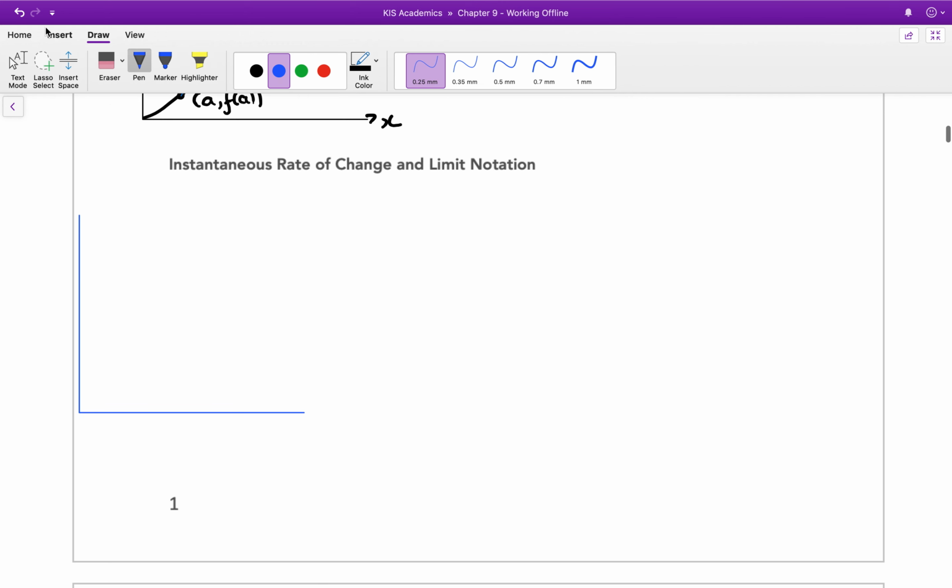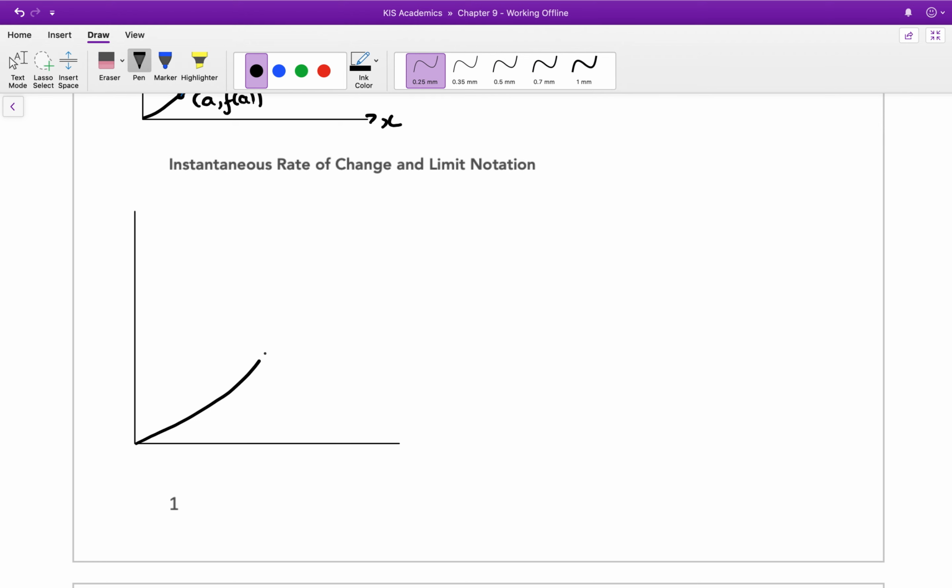So if we draw another set of axes, and let's just use the same graph again. So let's just use our parabola again. Like that. This is f of x equals x squared, y, x. Let's say we want to find out what the gradient of the graph is at this point over here. And let's just label that a, f of a. So we want to know what the gradient is at this point.